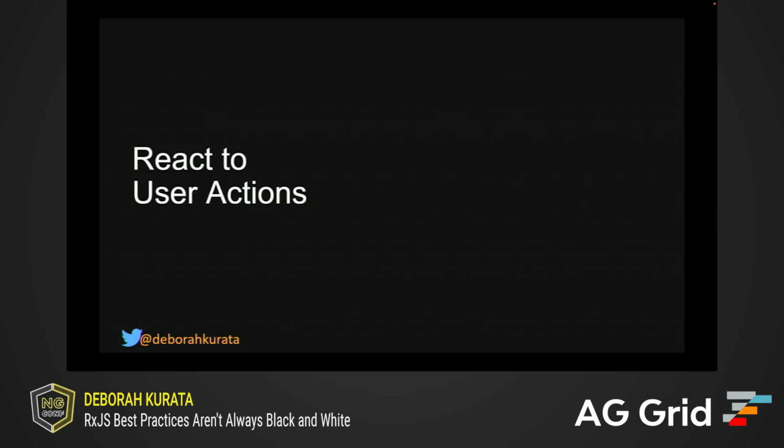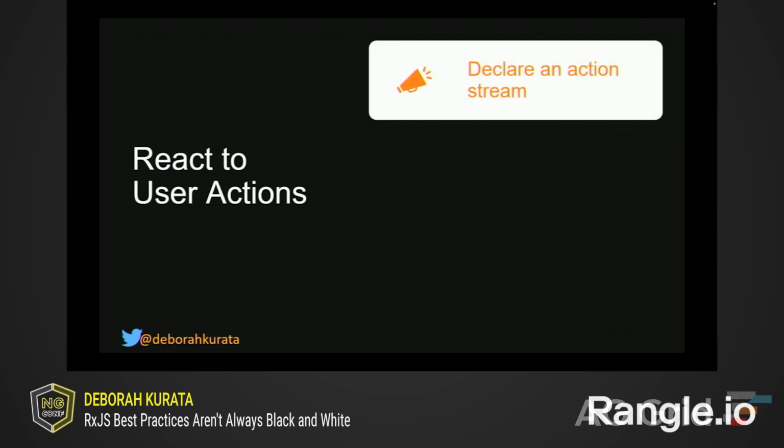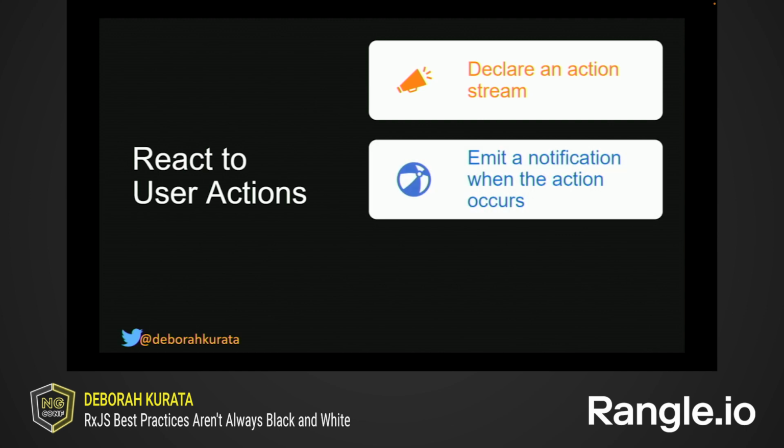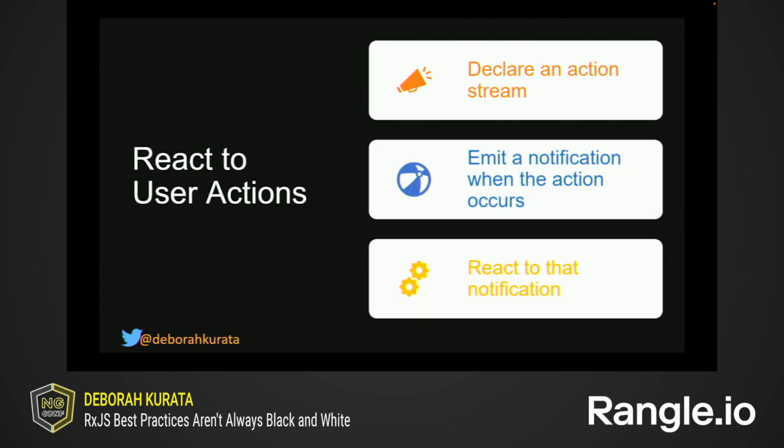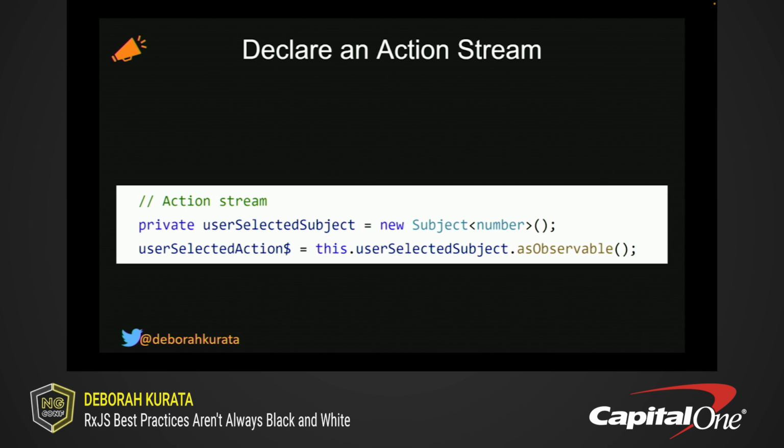So we want to react to the user's actions. That takes 3 steps. The first step is to declare an action stream. Second step is to emit a notification when the action occurs. And third step is to then react to that notification and do something. So we're going to take these one step at a time.